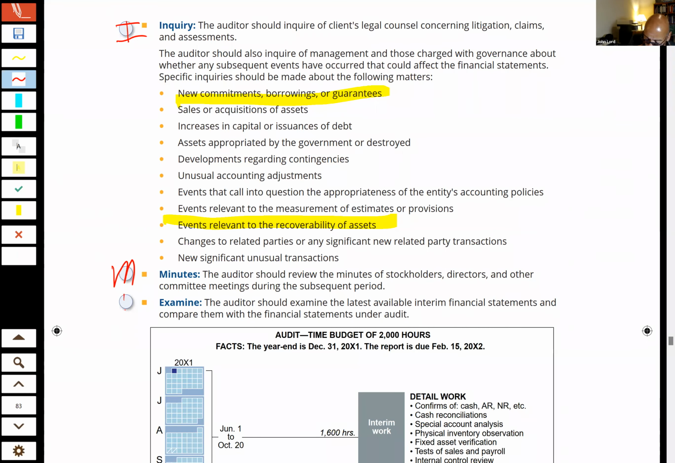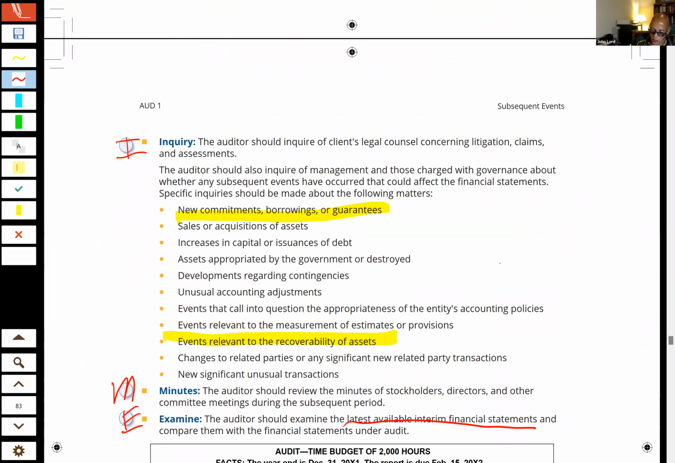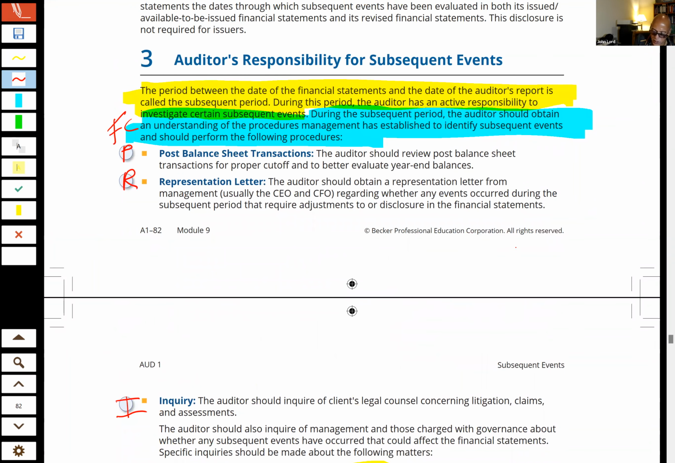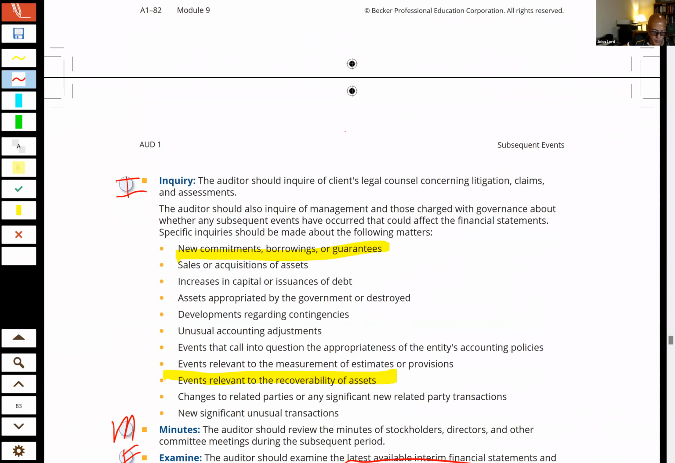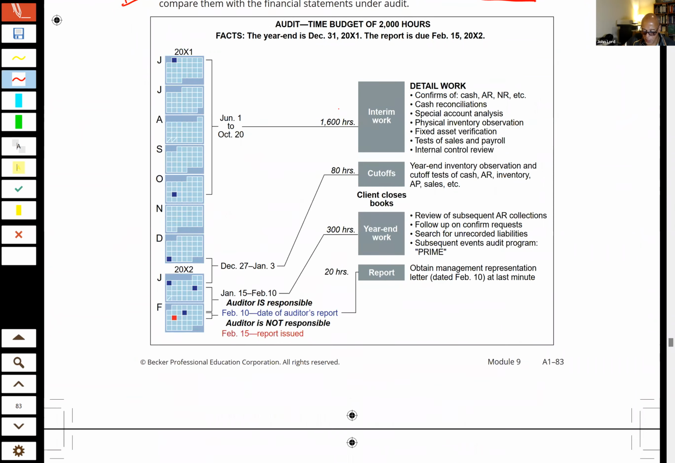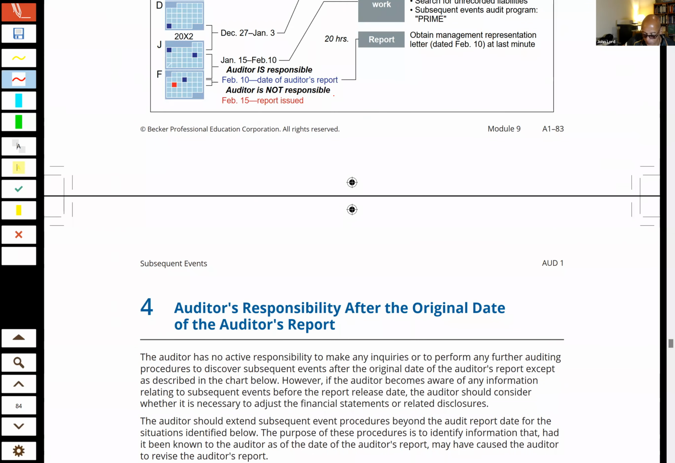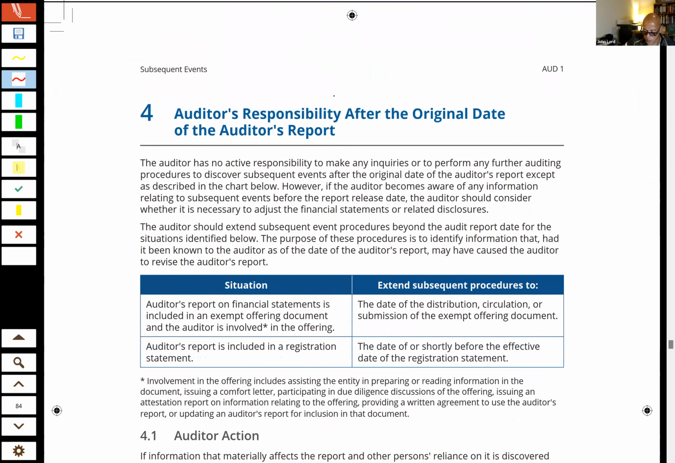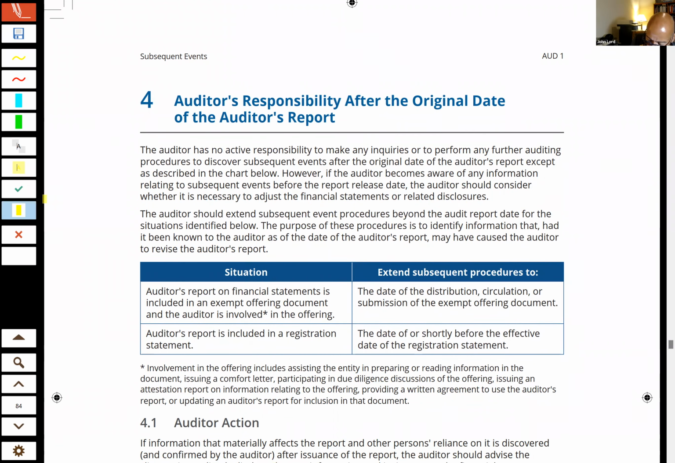And then the latest interim financial statements, sometimes those start to get prepared before you issue the year-end statements, maybe the first quarter, then you might see some things that are disclosed over there that also should be disclosed in the year-end. Okay, flashcard. The procedures that the auditor should do, as well as understanding what management's process is. Okay. Now you come over and you take a look at auditor's responsibility after the date of the original report.